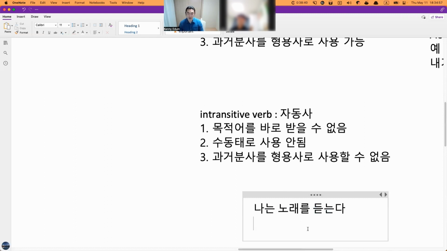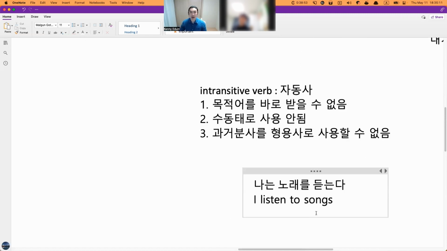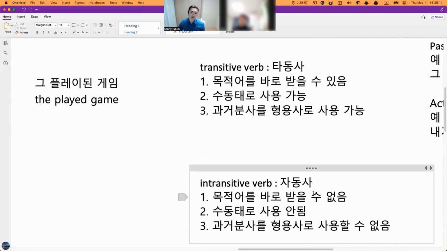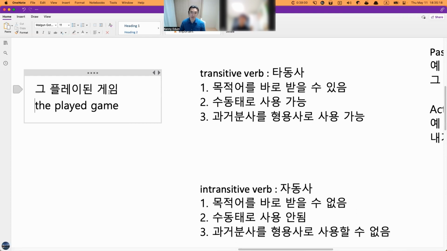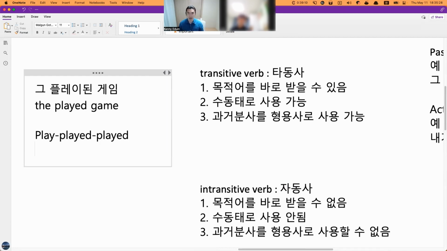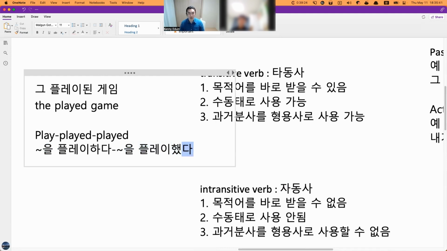Can you make this sentence? I listen to songs. Then we have a question. Look at that. Play. You need to understand play. Play. Played. What is play? 하다. Okay, something like that. 뭐를. Because it is a transitive verb. And the last one is this.